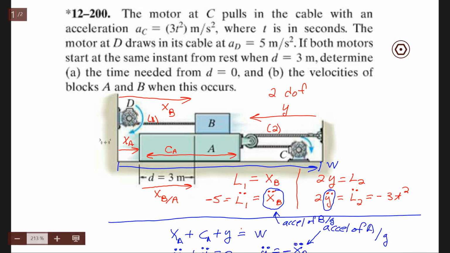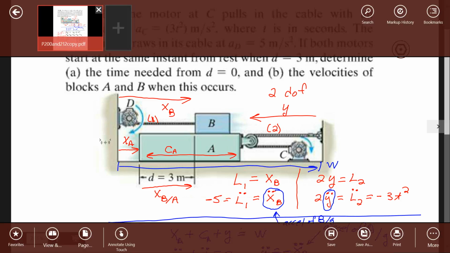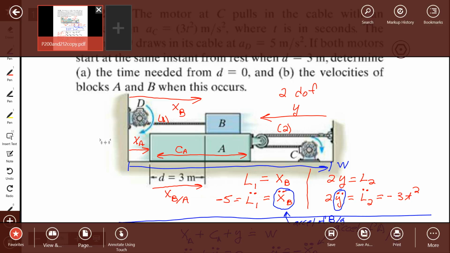Okay, here's a problem. What we want to do is determine the time needed for this value of d to change from 3 down to 0.